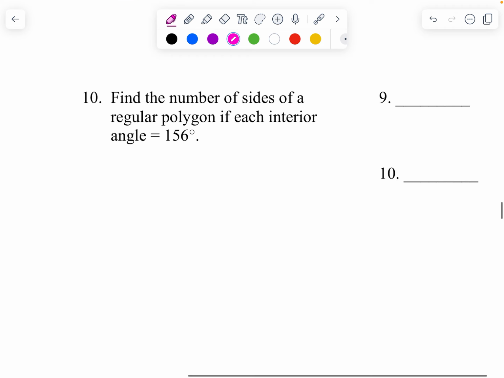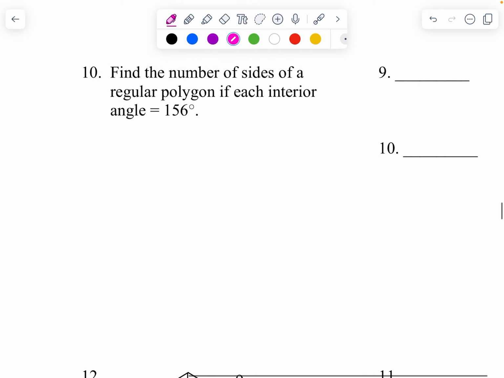Okay, so find the number of sides of a regular polygon if each angle is 156. Now, there's two ways of doing this. I don't necessarily like to teach multiple ways. I mean, I do love teaching multiple ways, but when there is no clear better one, I don't like for you guys to have to remember more properties than you have to.